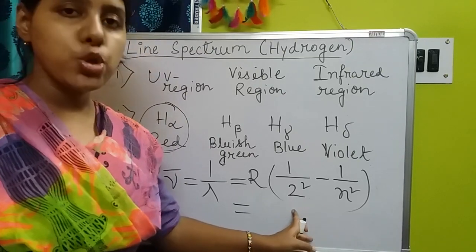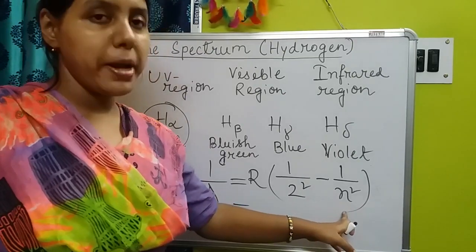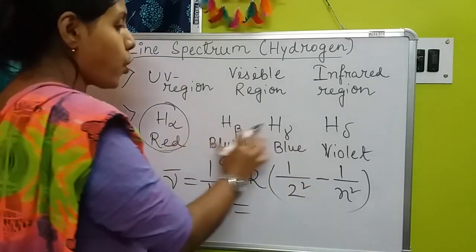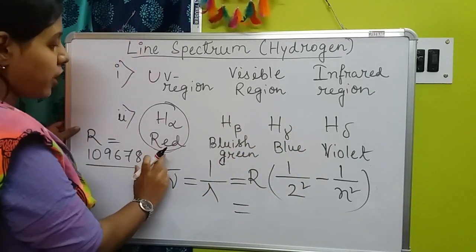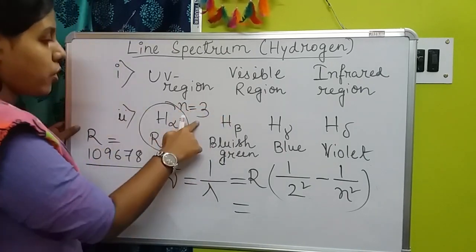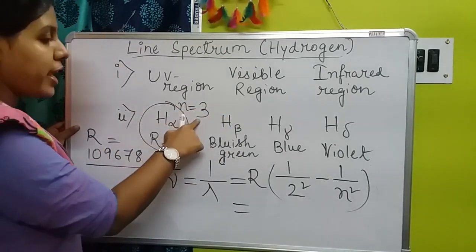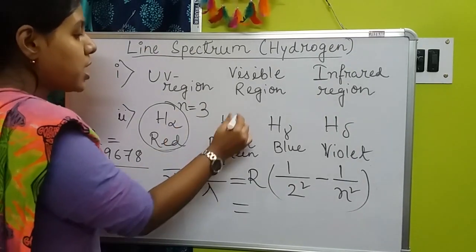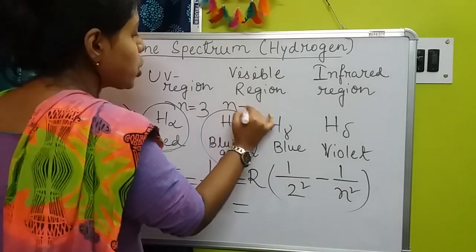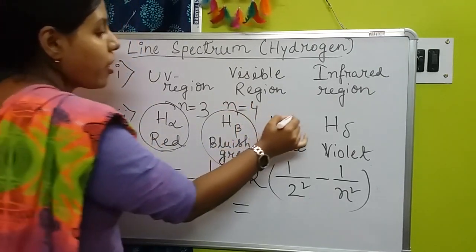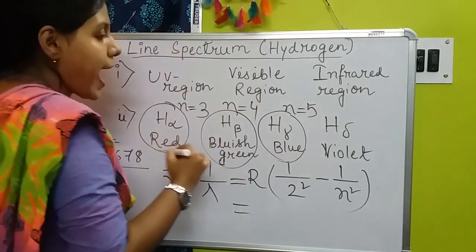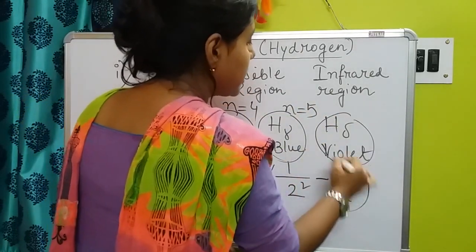The previous value is 2, so the value of n should be greater than 2 for these four colored lines. For the red colored line, the value of n should be 3. For the next one, the bluish green color, n should be 4. For the blue colored line, n should be 5, and for the violet colored line, n should be 6.